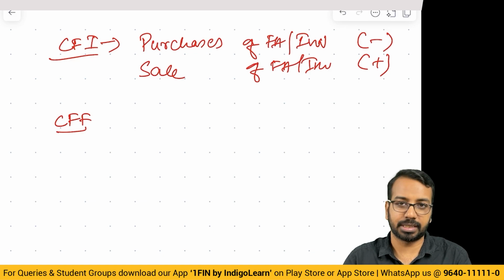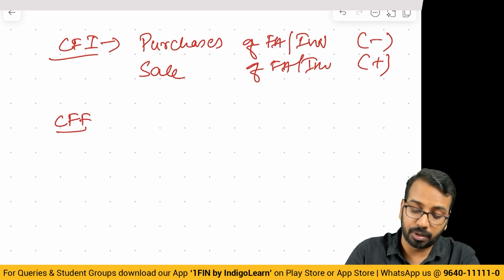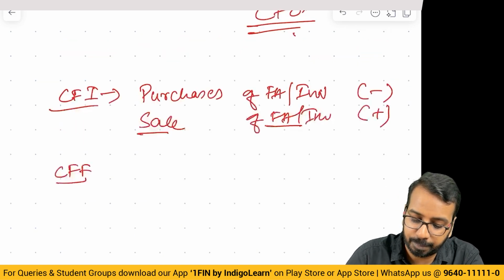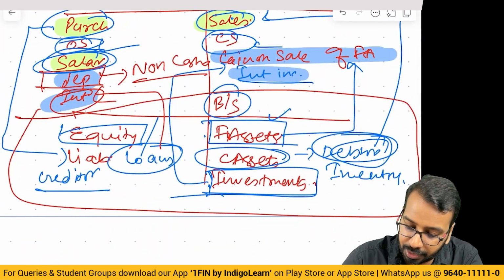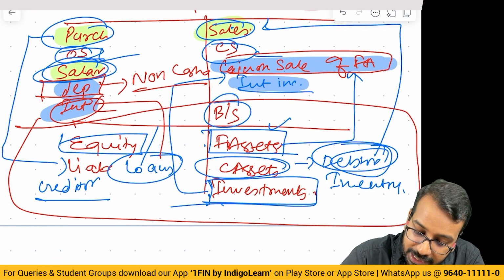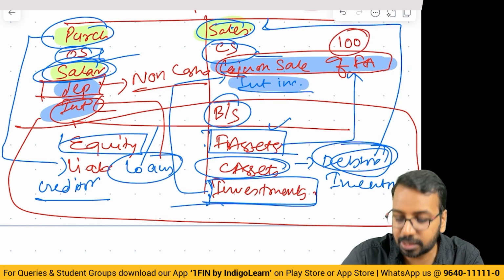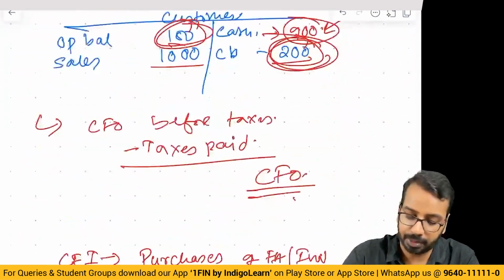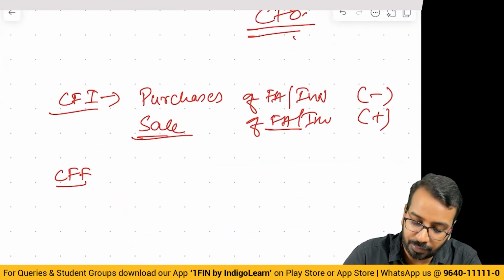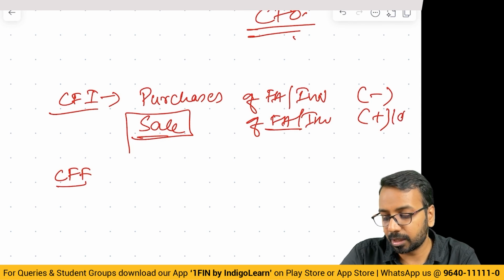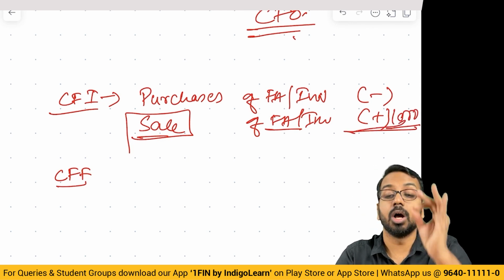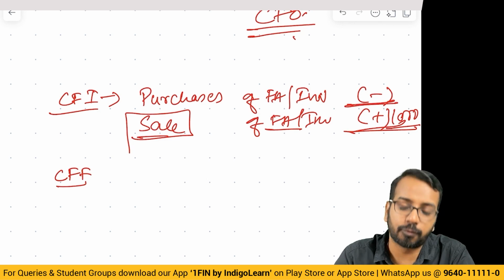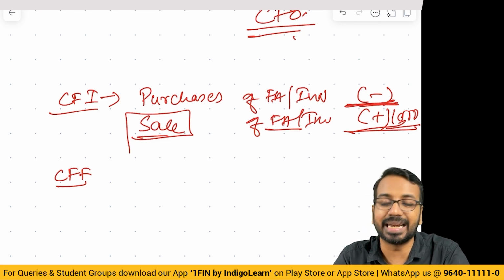Now here what you have to understand is, for sale of fixed asset, in the P&L you will have gain on sale of fixed asset. Gain on sale of fixed asset may be 100, but here you have to take the actual sale proceeds, maybe 1000. Whatever is the actual sale proceeds, you will give it as a positive number. Whatever is an outflow, purchases, you will give a negative number.